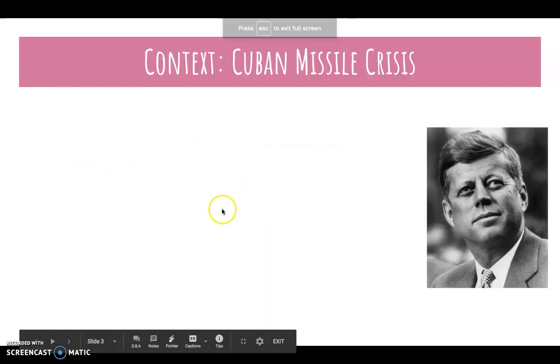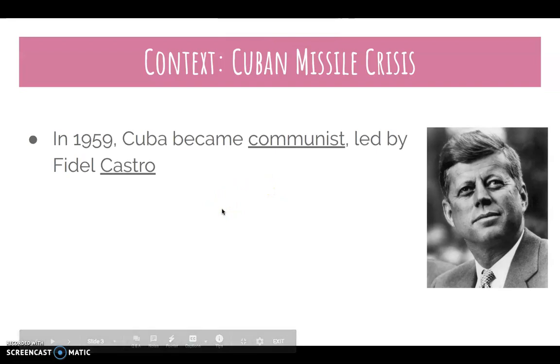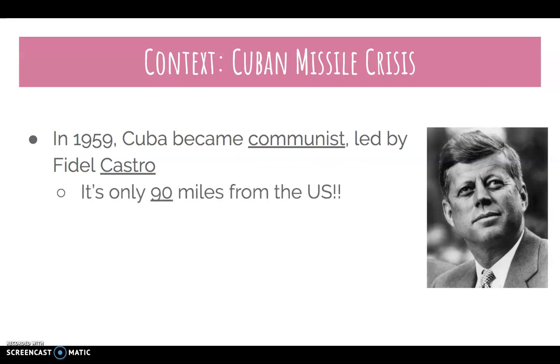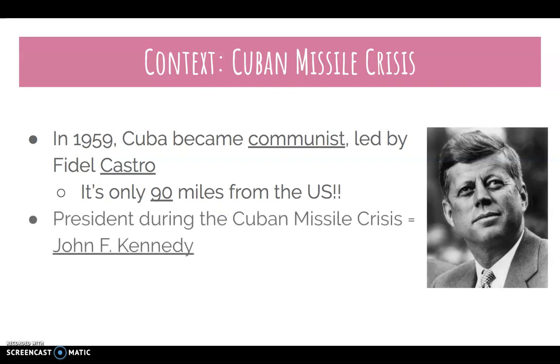Okay, so some more context on the Cuban Missile Crisis. We have to talk about Cuba, which is where this entire event plays out. In 1959, Cuba is going to become a communist country led by a man named Fidel Castro. Something very important to know about this is Cuba is only 90 miles from the United States, so it's in very, very close proximity to our country.